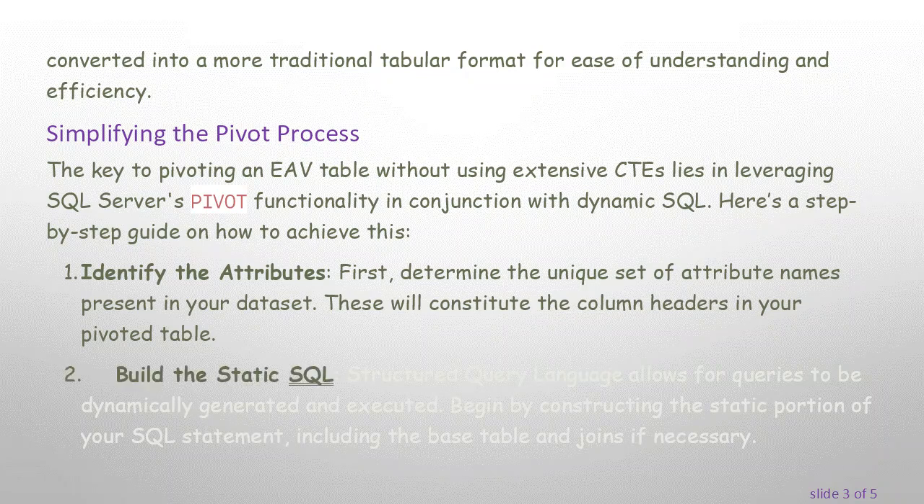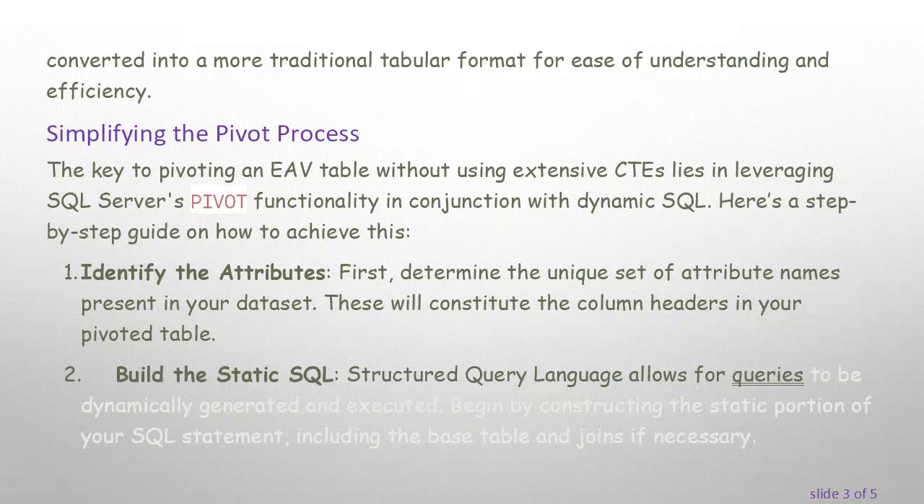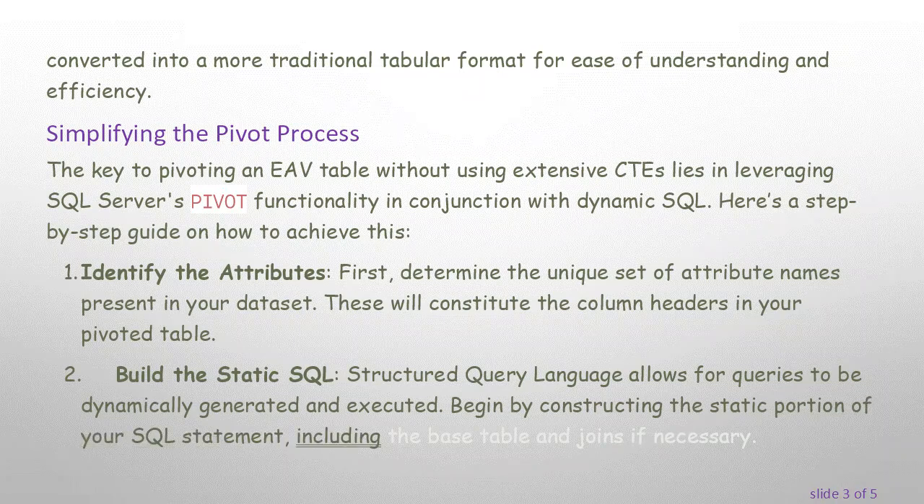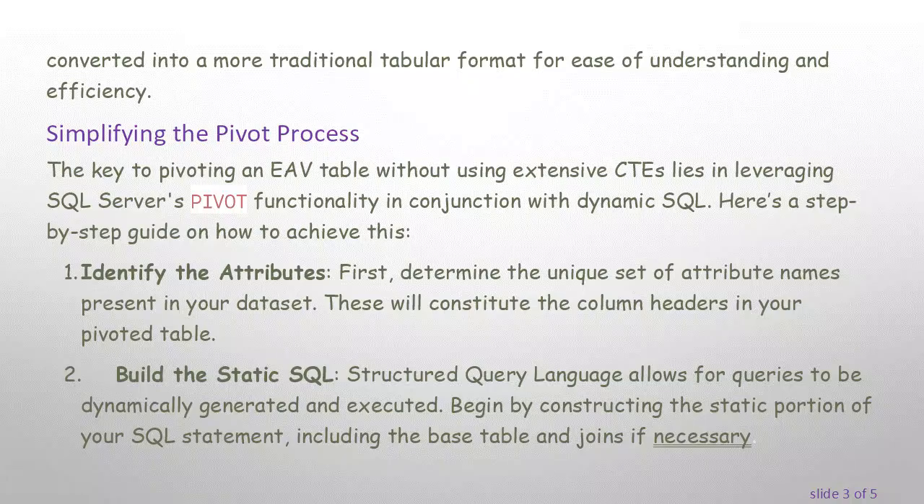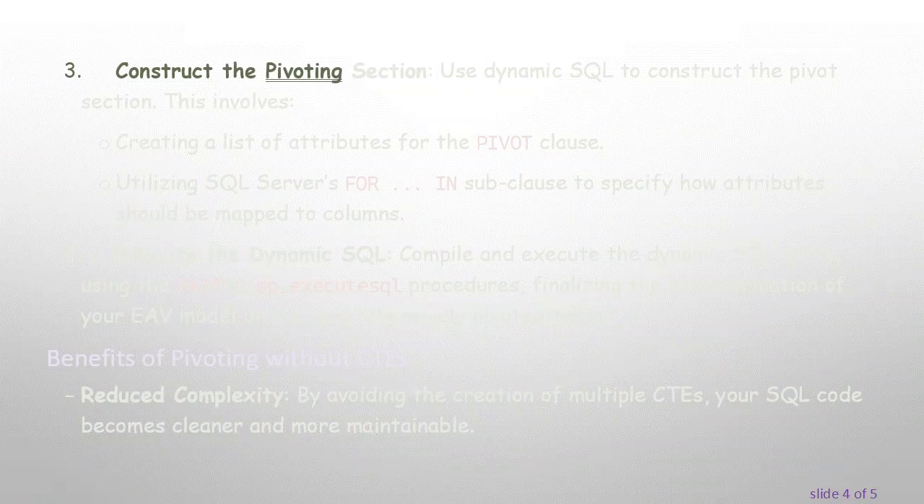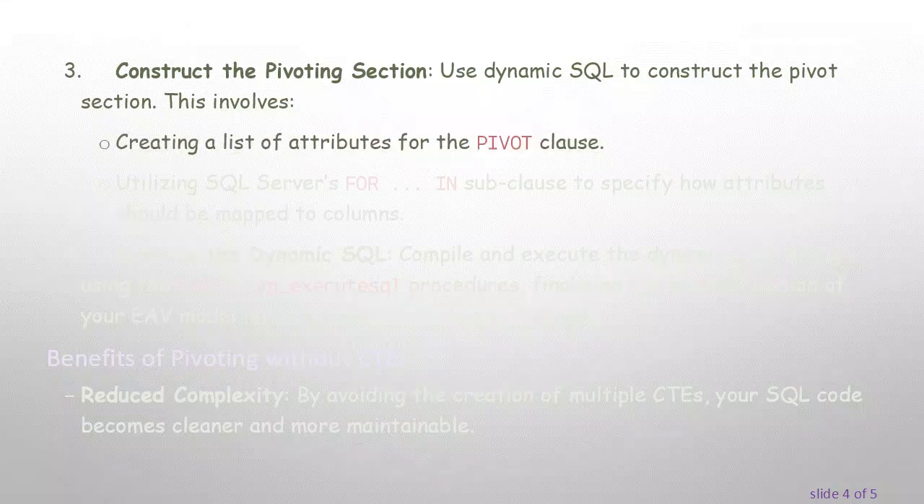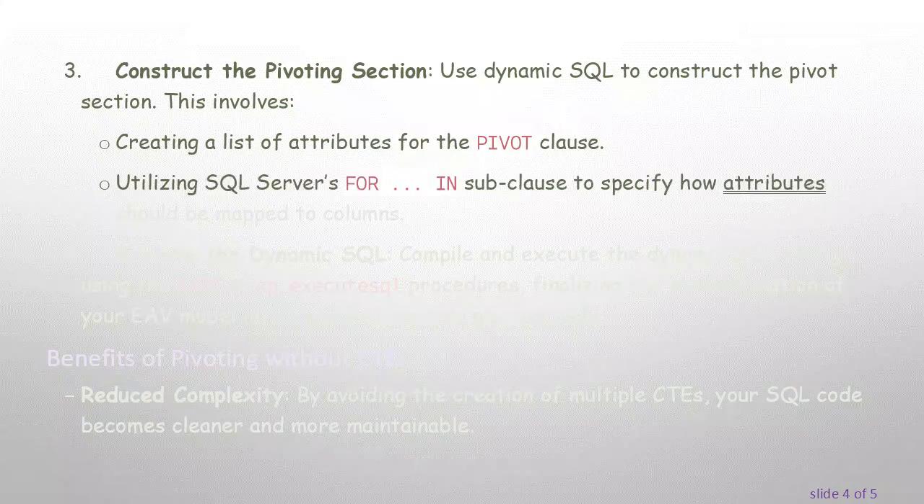Build the static SQL. Structured query language allows for queries to be dynamically generated and executed. Begin by constructing the static portion of your SQL statement, including the base table and joins if necessary. Construct the pivoting section. Use dynamic SQL to construct the pivot section. This involves creating a list of attributes for the pivot clause, utilizing SQL Server's FOR ... IN subclause to specify how attributes should be mapped to columns.